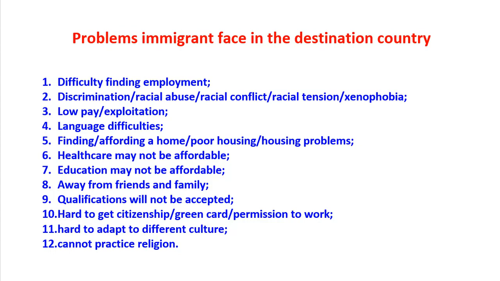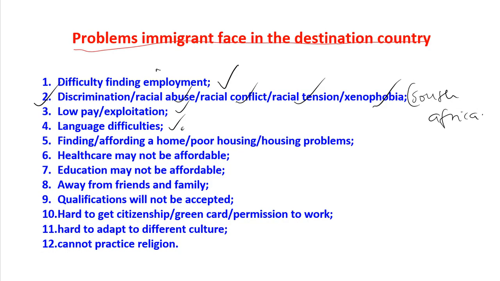Now, what are the problems immigrants face in the destination region? In the destination region where they go to, some of the major issues they suffer from is that usually it's difficult to find a job. Usually there is also discrimination, racial abuse, racial conflicts, racial tension, and xenophobia. You can use South Africa as an example for this. We have low pay jobs and exploitation. There are usually language difficulties, and these language difficulties make it more difficult to find jobs.